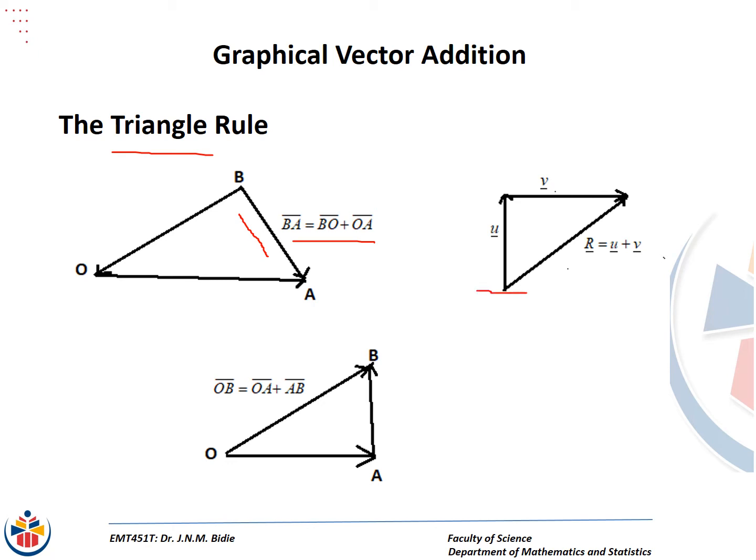Also, with the second triangle, which is a right-angled triangle, same. We have R, the resultant, being U plus V, because the tail of the resultant corresponds to the tail of the first vector, and the head of the resultant corresponds to the head of the last vector. Same with the third triangle. OB is OA plus AB using the tail to head method.